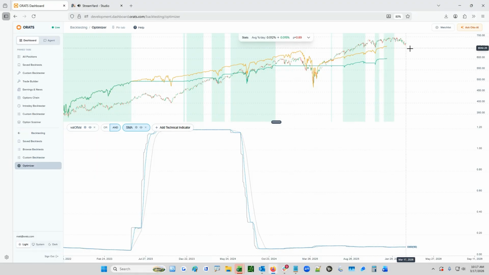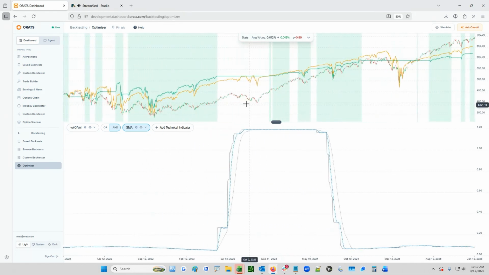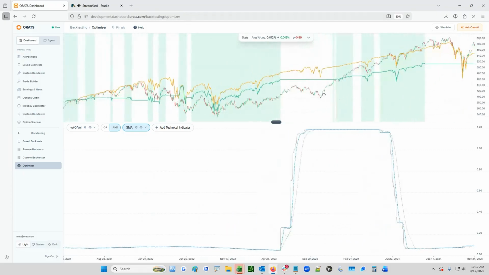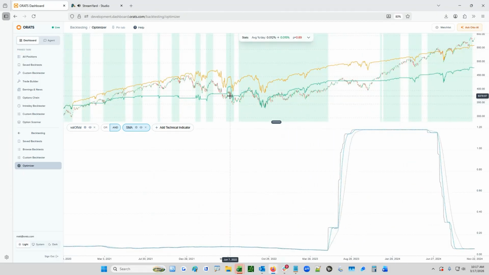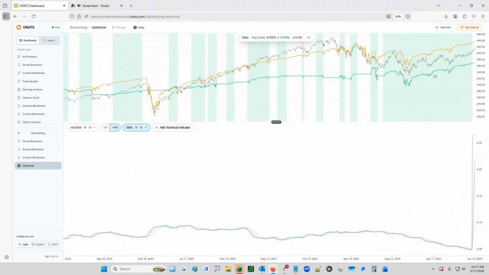So it did get us out, which is great. But again, it got us out and kept us out for a long time there. It got us out early here, but missed a lot of that volatility. So here's a big down. This one actually got us in pretty good here. So let's just take a look at that.